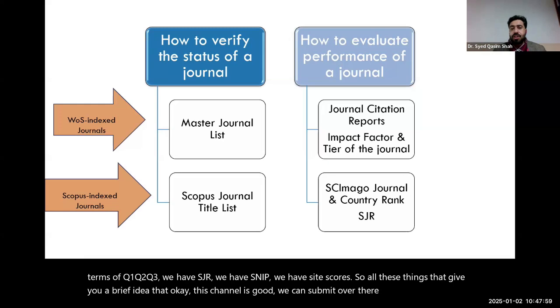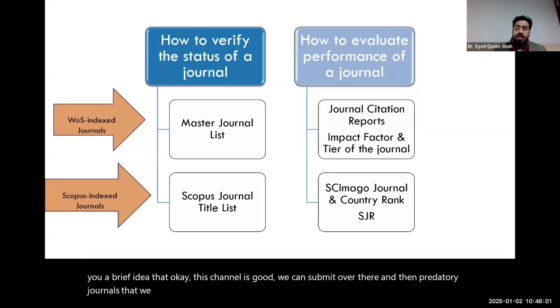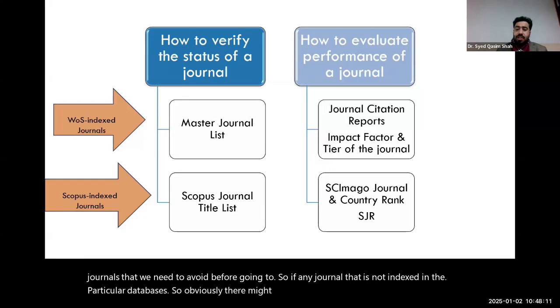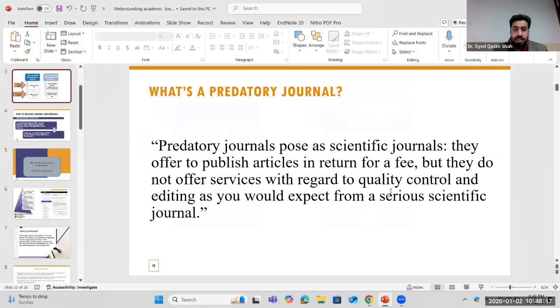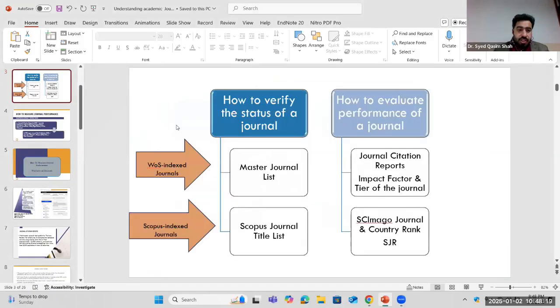And then predatory journals that we need to avoid. If any journal is not indexed in the particular databases, obviously there might be some issue with that journal. This can be harmful in terms of your research. So this is all for today's session.